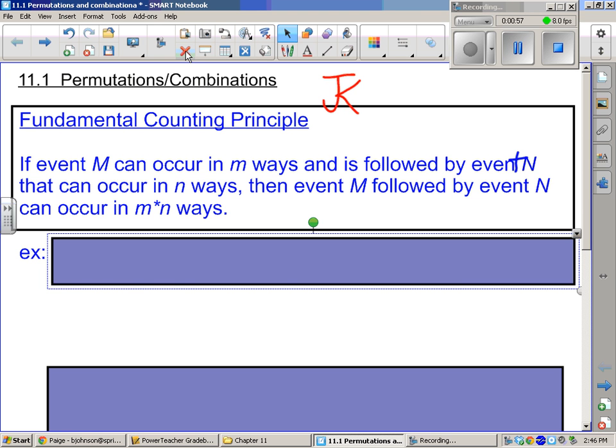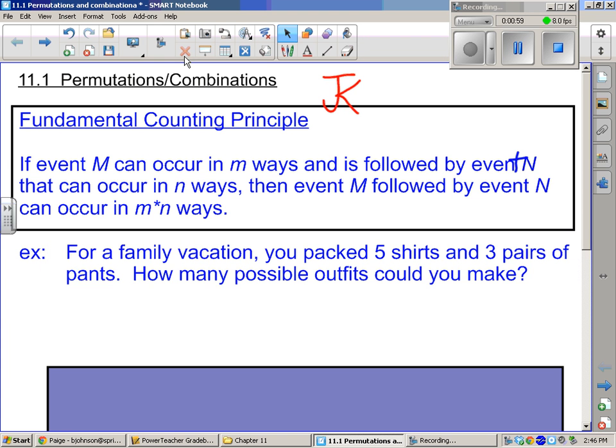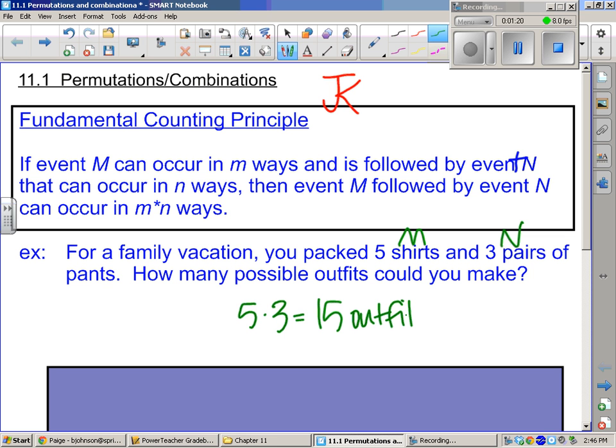All right, let's do an example. For a family vacation, you pack 5 shirts and 3 pairs of pants. How many different outfits can you have? This is like Garanimals. We're matching. They all match together. So 5 shirts is your M, 3 pairs of pants is your N. Multiply them together. You should be able to get 15 different outfits for that family vacation. There we go. Simple as that.